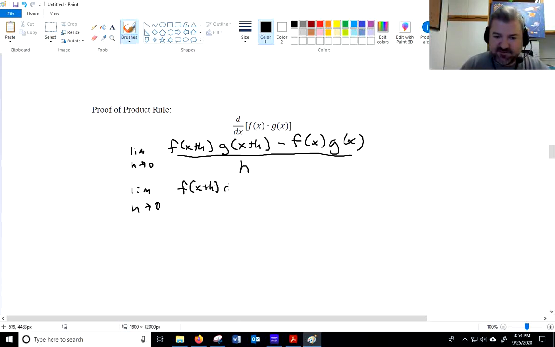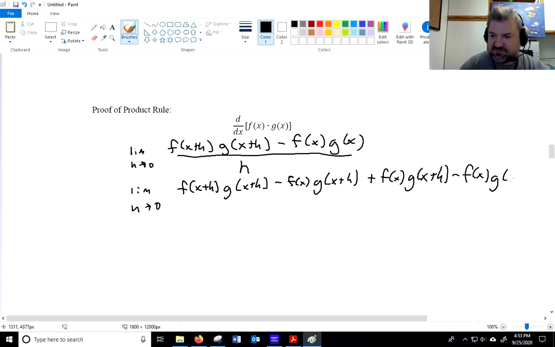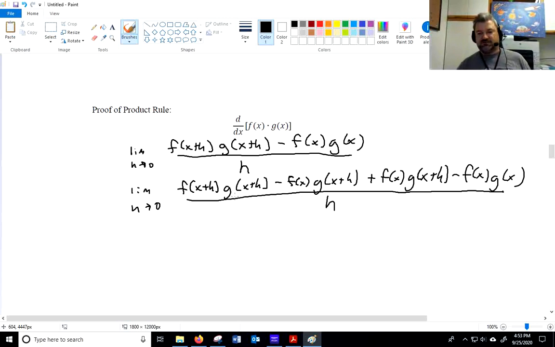So I have f of x plus h times g of x plus h minus, I'm going to do something kind of funny, and I'll explain what I'm doing. I'm going to do minus f of x times g of x plus h, and then I'm going to do plus f of x times g of x plus h, and then minus f of x, g of x, all over h. My college professor used to tell me that this is the oldest trick in the book, and that is adding 0. The second oldest trick is multiplying by 1.